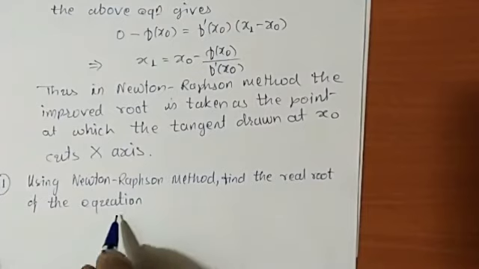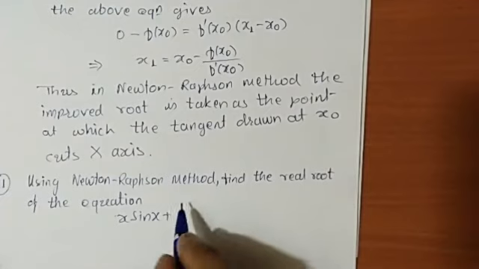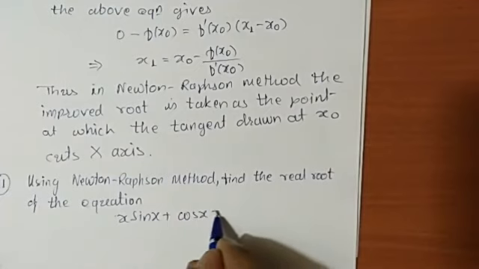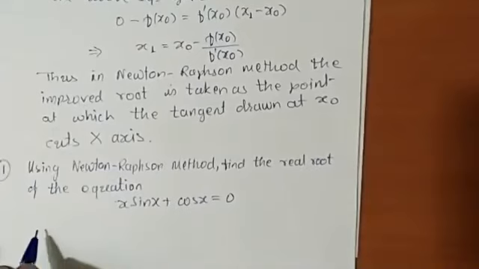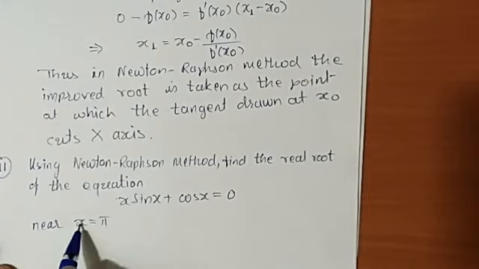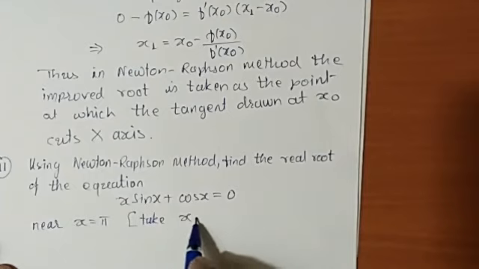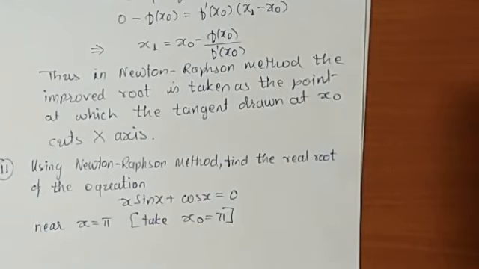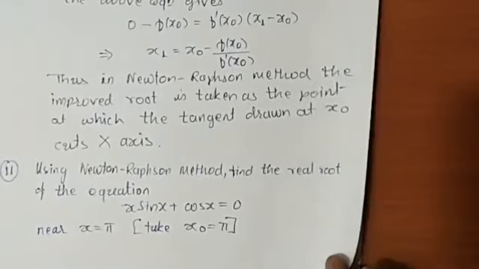It is x sin x plus cos x is equal to 0. Here x is equal to pi. That means he has given, take x naught is equal to pi. He has already given the value of x naught. x naught is equal to pi. So now we shall solve this problem.